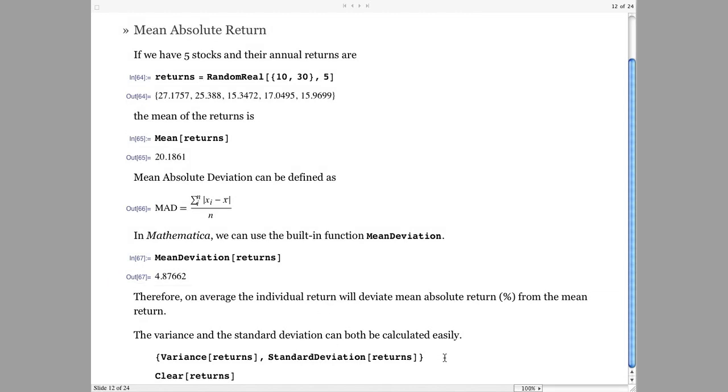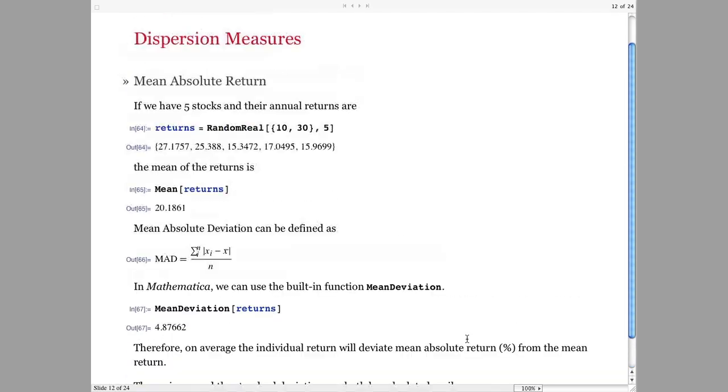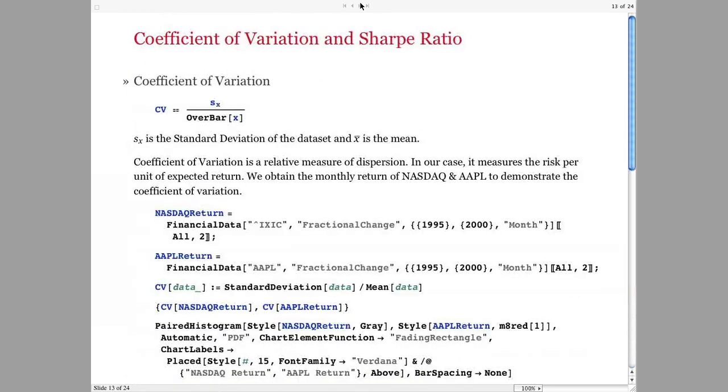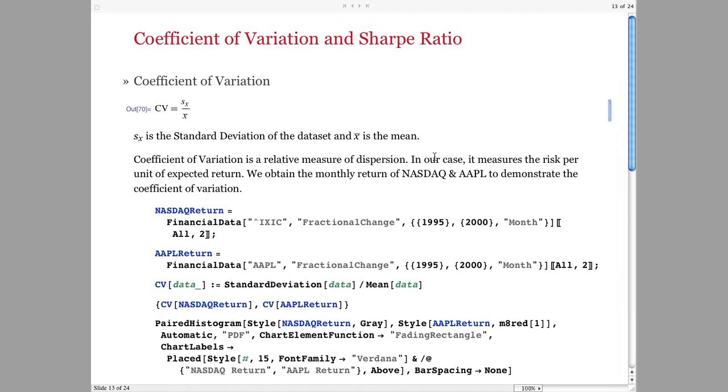Of course, the variance and standard deviation can be calculated easily. The coefficient of variation can be defined with this formula, where S of x is the standard deviation and x bar is the mean. Coefficient of variation is a relative measure of dispersion. In our case, it measures the risk per unit of expected return.